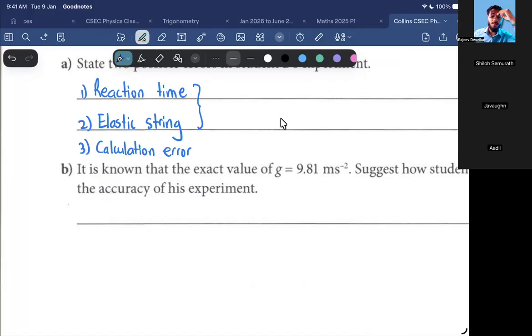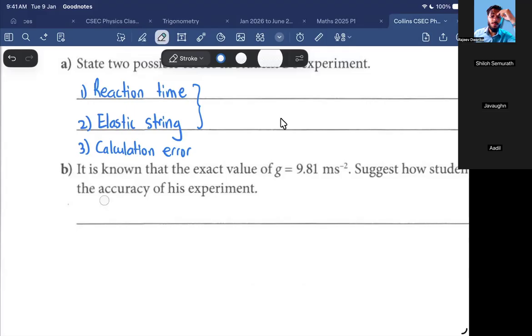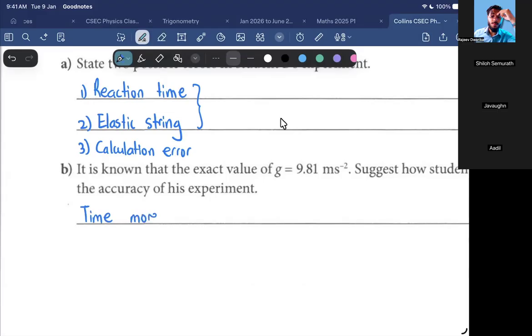Let me make this sound nice. I want to make it sound scientific and nice. So you could probably just say time more oscillations. That's the easiest thing you could do. Time more oscillations. That's literally all I could think about.